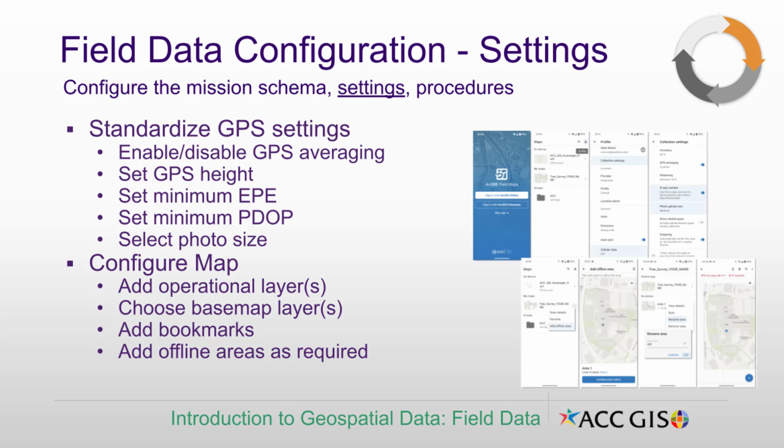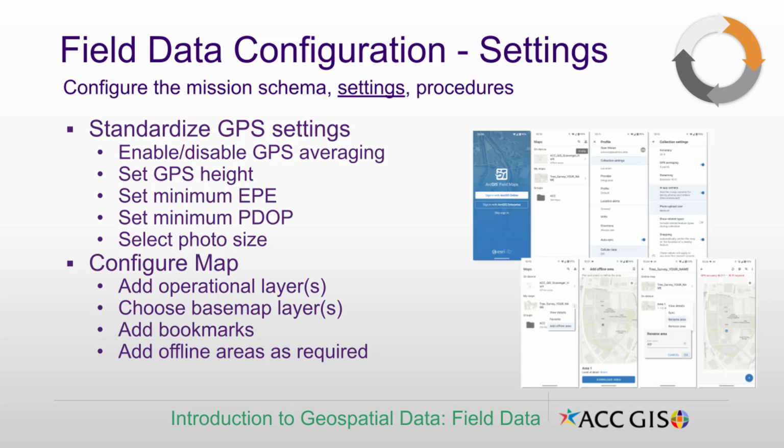In addition to standardizing our GPS settings, we also need to configure our map, and that includes adding our operational layers that we identified in the planning stage and choosing our base map layers. You might want to add bookmarks so that you can quickly move around your map where you need to be.